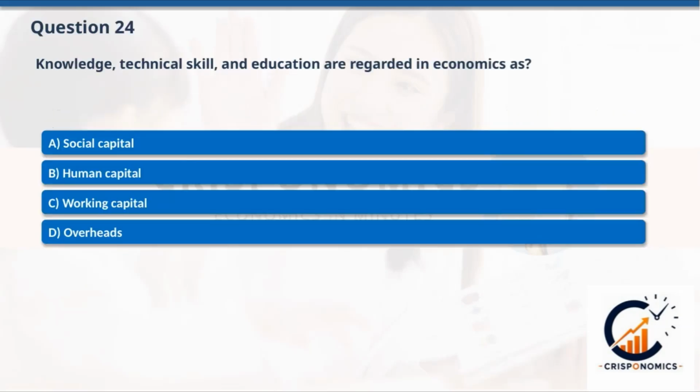Let's take a moment to focus on different types of capital in economics. We have social capital, human capital, working capital, and overheads. Now, when we talk about knowledge, technical skill, and education, these are all part of human capital. This is the value people bring through their abilities and expertise, the foundation for innovation and productivity. Understanding this helps us see why investing in people is so crucial to economic growth.